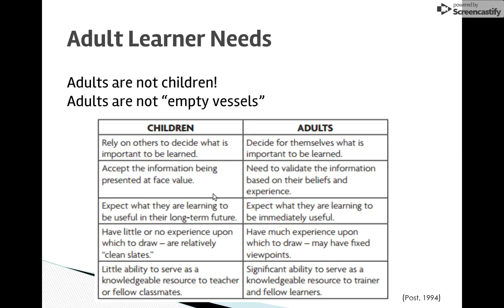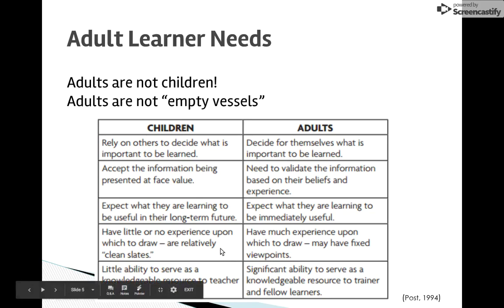Children generally, especially younger children, accept information at face value. They rarely question very much, whereas adults need to validate the information, either based on their beliefs or experience. They need to show that what they're learning is true. Children expect what they're learning to be useful, but in the future, whereas adults expect it to be useful immediately. They want to learn and use this new information right away.